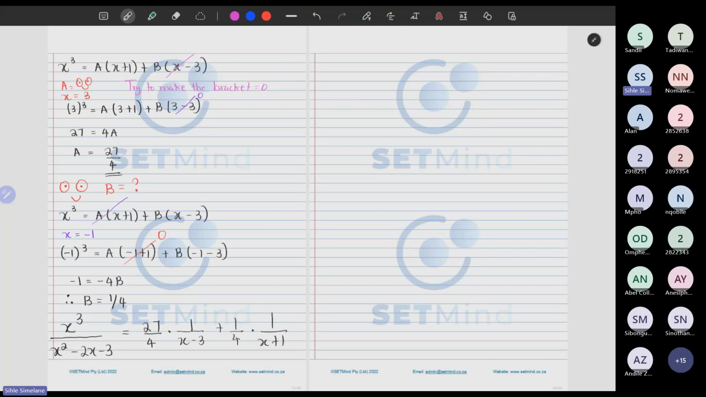Anyone in the session can pick another problem on partial fractions and we'll see how we are going to deal with that problem.